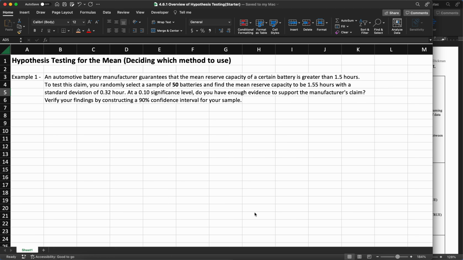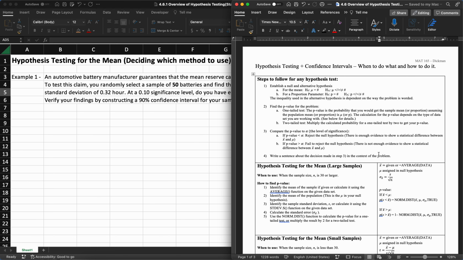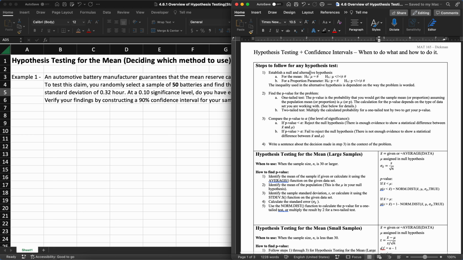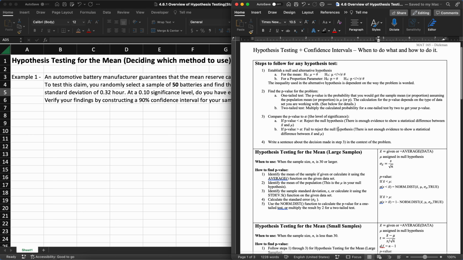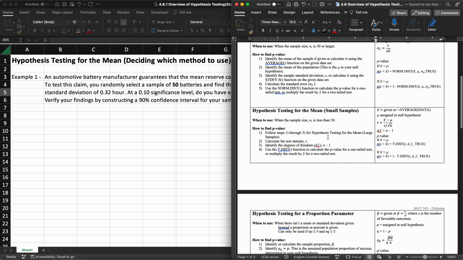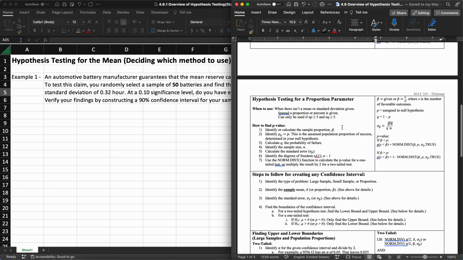Hey everyone! In this series of videos, we are going to go through some hypothesis testing and solidify the ideas that we've been talking about. Namely, we want to be able to decide which method we're supposed to use as we go through these problems. I've taken the liberty of creating a hypothesis testing and confidence intervals summary sheet that gives us the steps that we're going to follow for any hypothesis test, and then specifically how we find the p-value for large samples, small samples, and proportion parameters.